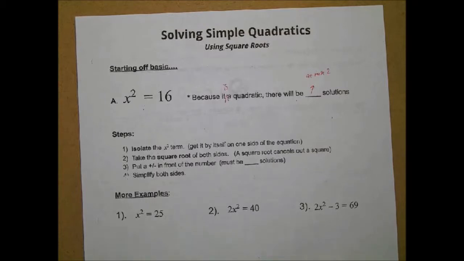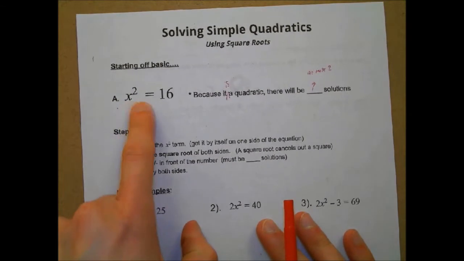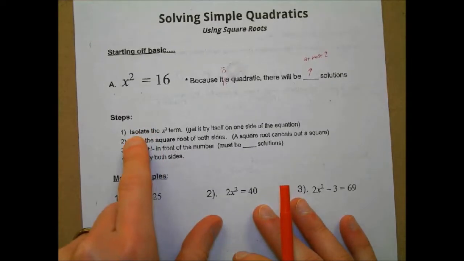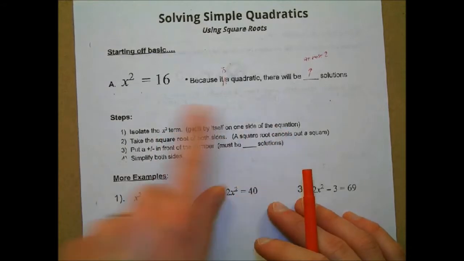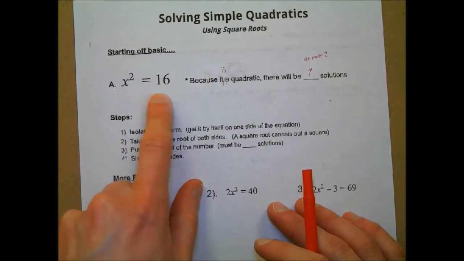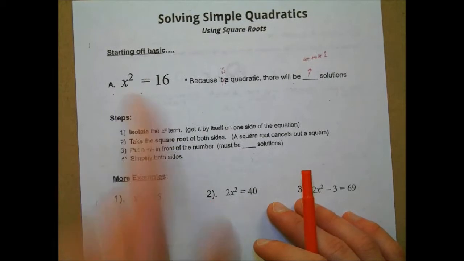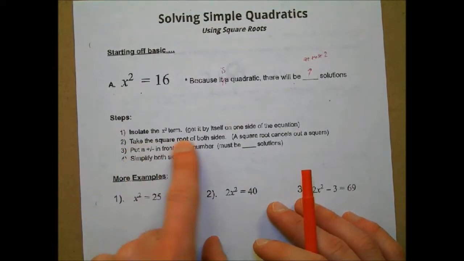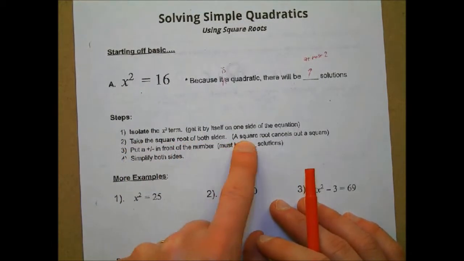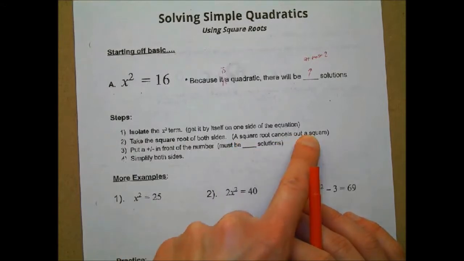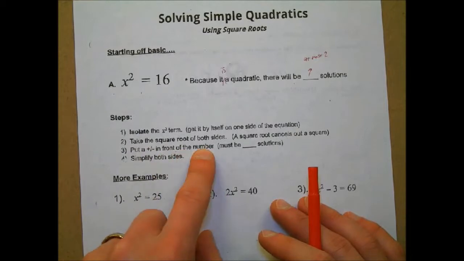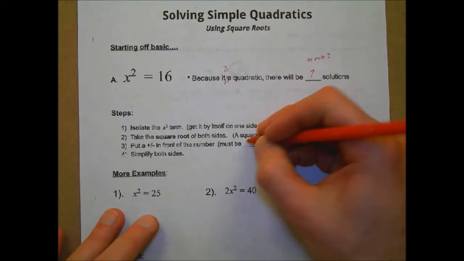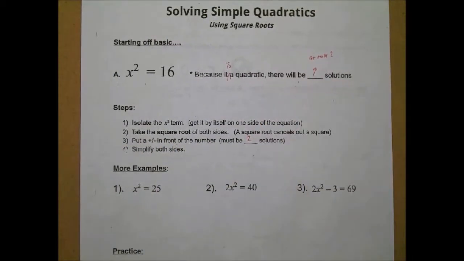Okay, how do we solve a quadratic equation like this? First, you want to isolate the x squared term. That means get it by itself on one side of the equation. Do we have it isolated here? Yes. x squared is by itself, right? Number 2, take the square root of both sides. A square root cancels out a square. And then we'll put a plus or minus in front of the number, because again, we're going to get 2 solutions here in these cases. And then we'll simplify both sides. So let me show you what I mean by that.